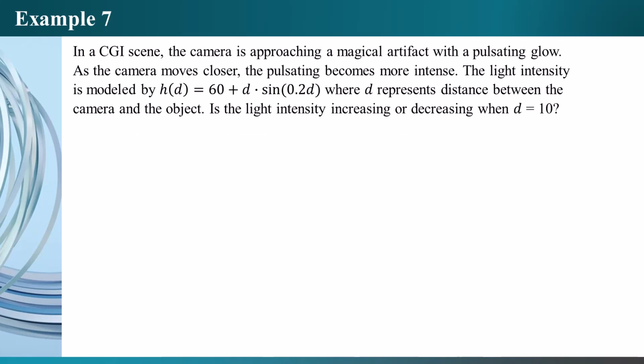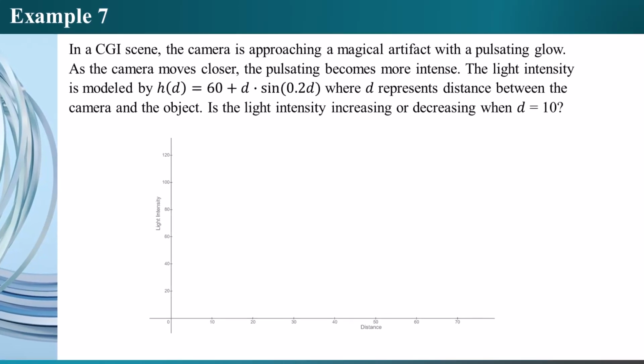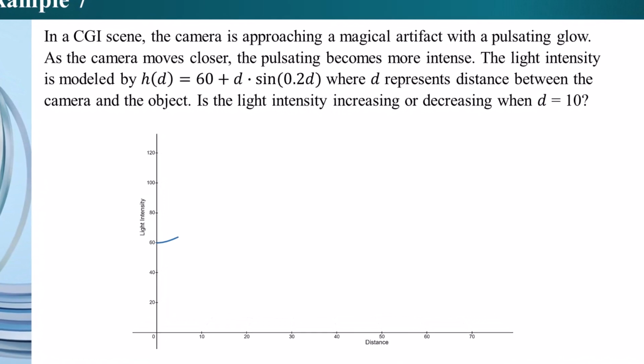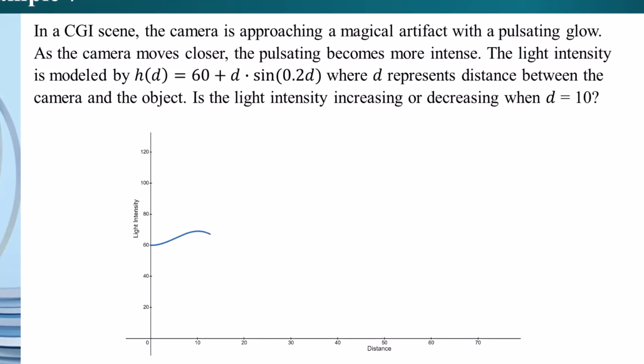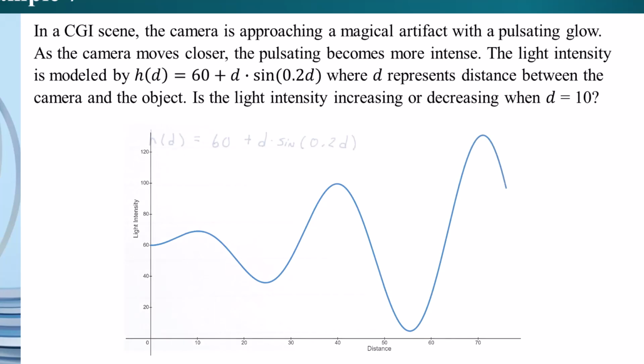In a CGI scene, the camera is approaching a magical artifact with a pulsating glow. As the camera moves closer, the pulsating becomes more intense. The light intensity is modeled by h of d equals 60 plus d times sine of 0.2d, where d represents the distance between the camera and the object. Is the light intensity increasing or decreasing when d equals 10?